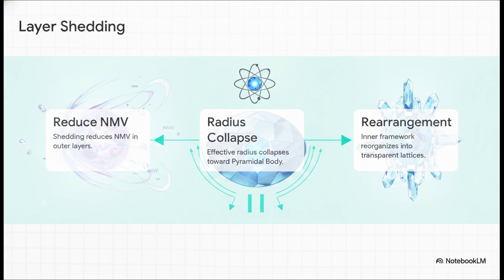Let's see how this builds chronologically. Step 1. When this shedding occurs, it massively reduces the NMV in those outer layers. Step 2. Without them, the atom's effective radius just collapses inward, right toward its central pyramidal body. And then step 3. This sudden collapse is exactly what allows that inner nuclear framework to totally rearrange itself into highly ordered, highly transparent lattices.